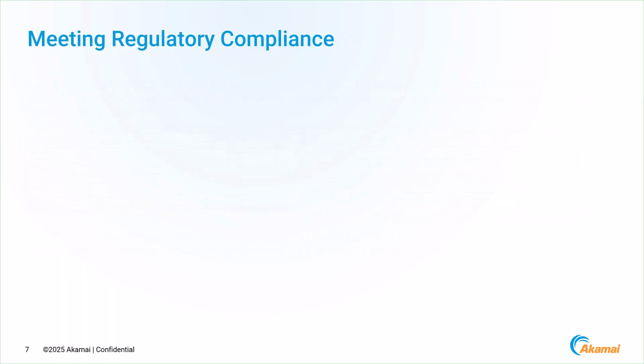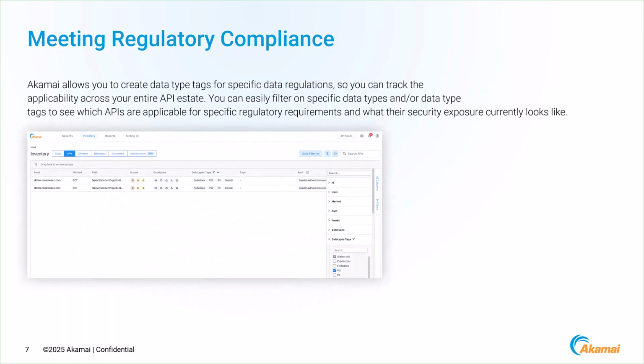Akamai allows you to create data type tags for specific data regulations, so you can track the applicability across your entire API estate. You can easily filter on specific data types and data type tags to see which APIs are applicable for specific regulatory requirements and what their security exposure currently looks like.